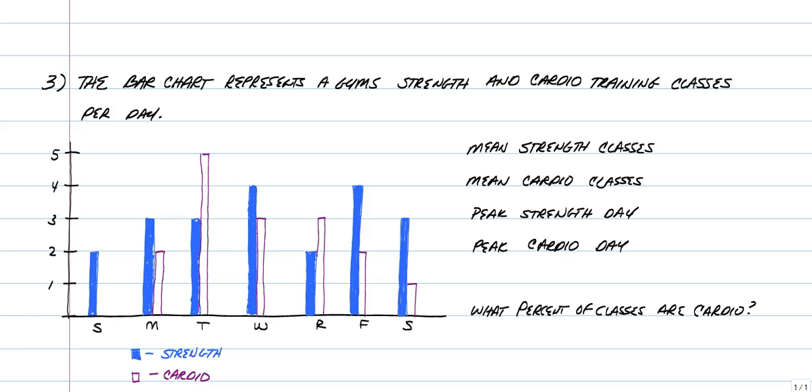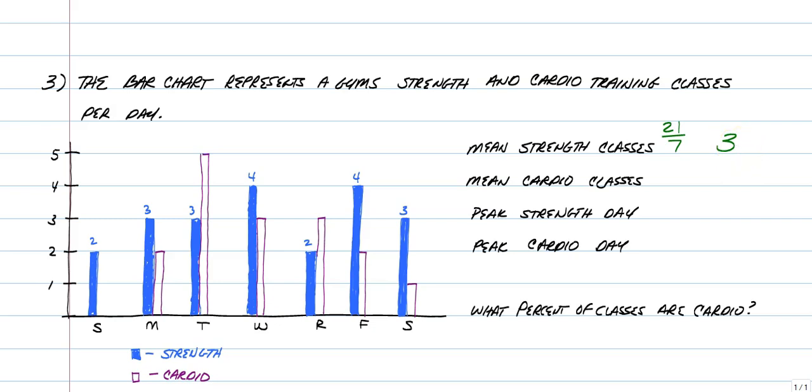So what you have to do is first total the amount of strength classes that are offered in any given day. So that would be in blue. So on Sundays you have 2. And then on Mondays there are 3, and then 3 on Tuesdays, 4 on Wednesdays, only 2 on Thursdays, 4 again on Fridays, and 3 on Saturdays. So if you were to tally all of those guys up, there would be a total of 21 strength classes offered during the week. So then, if you divide by 7 days, that's going to give you an average or a mean of 3 strength classes per day.